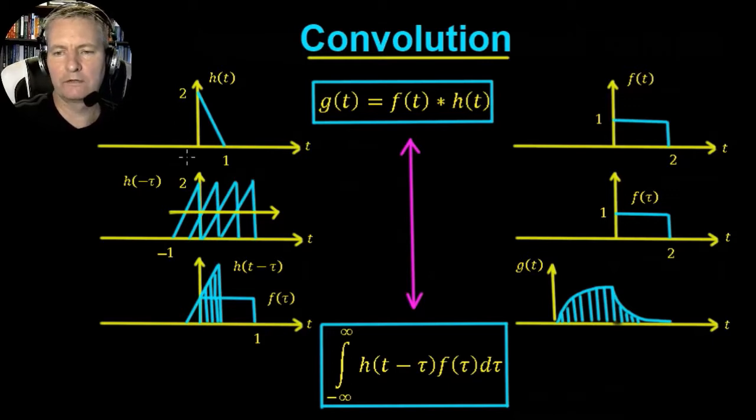Now we don't call it h of minus t. When we're going through this process, we're going to use a dummy variable, and it'll become apparent whenever I show it in three dimensions what the dummy variable is and how it works. So instead of being h of t, we'll call it h of tau, and of course it's been flipped in the y-axis, so it's actually h of minus tau. So this little triangle here is h of minus tau. Now what we want to do is shift it along in time, so we're going to add a time component to it.